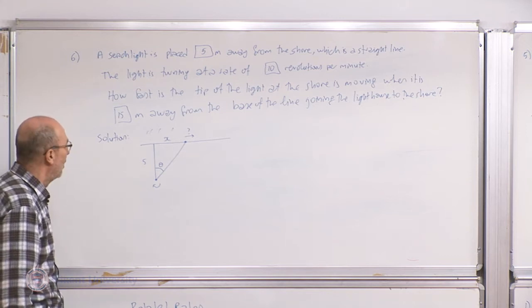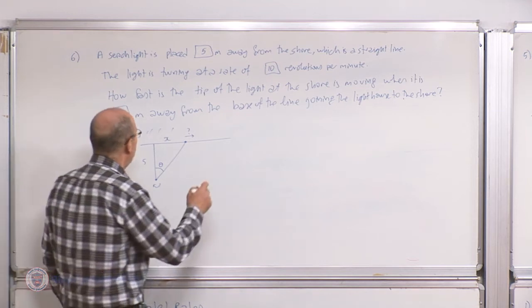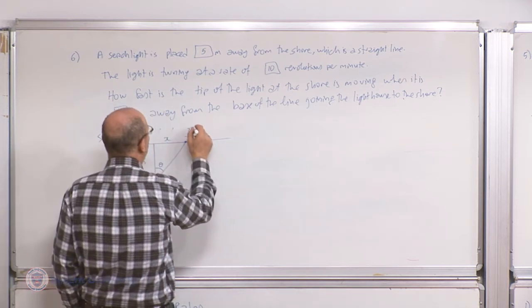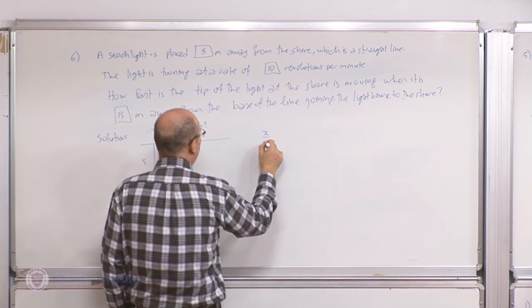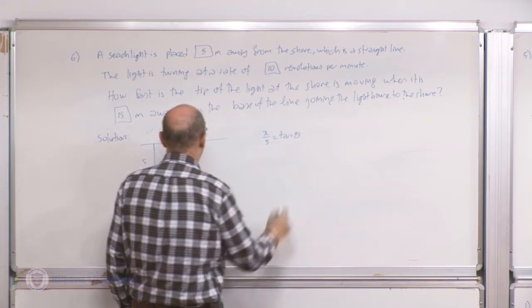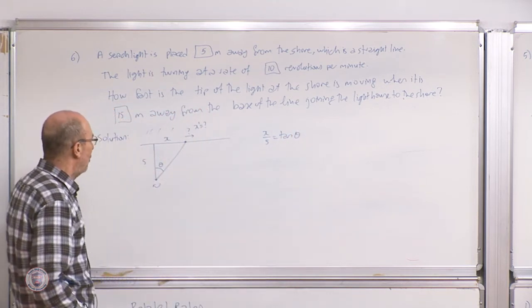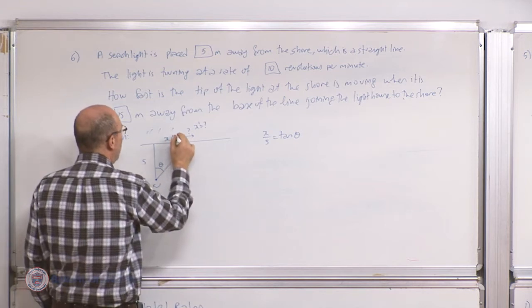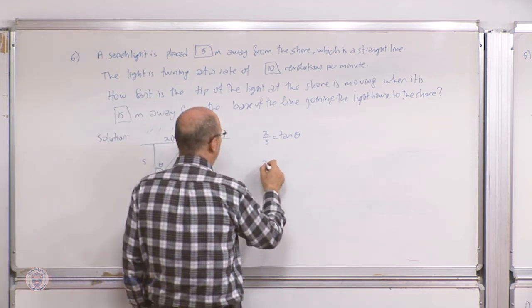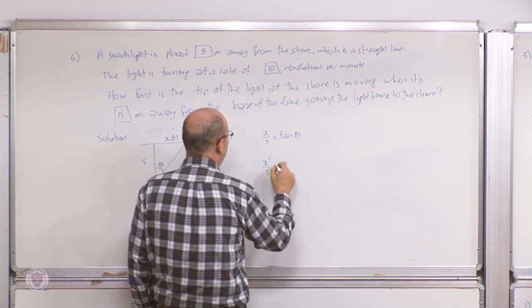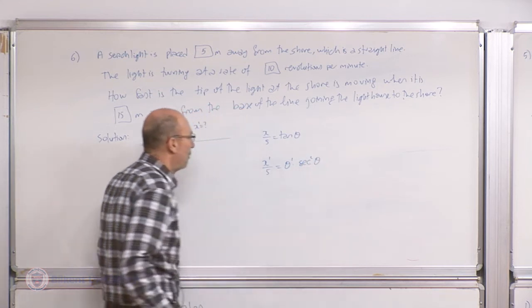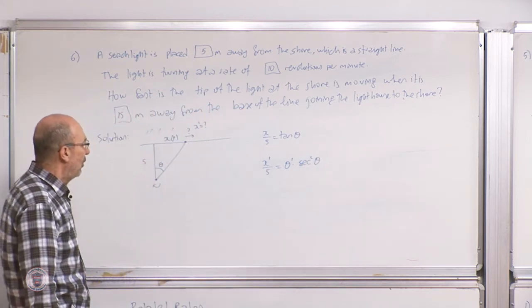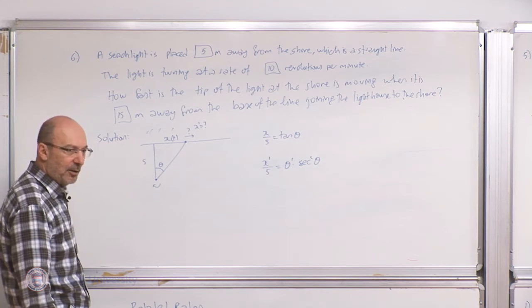Okay, so in this case I'm trying to find x prime. Okay, so x over 5 is equal to tangent theta, right? Take derivatives of both sides with respect to time, because this is changing as time is changing. So x prime over 5 is equal to theta prime secant square theta. Okay. Well, this is not related rate, but a nice calculus problem. So what is theta prime?